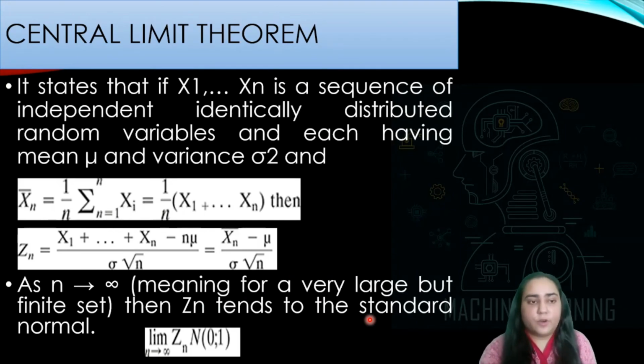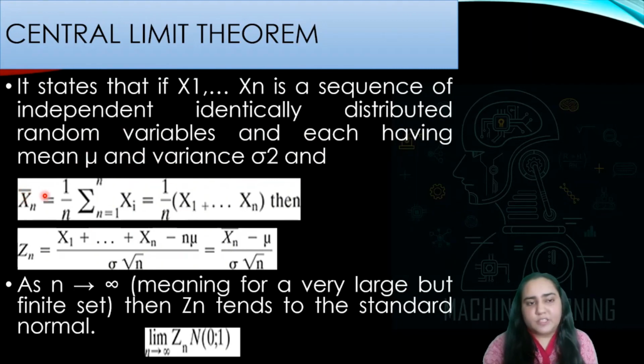Let's take a look at some formulas associated with the central limit theorem. The central limit theorem states that if you have a sequence of variables x1 up to xn which are independent, identically distributed random variables, also known as IIDs, they are all independent, but identically distributed, which means the probability distributions of all these x variables are going to be the same. It can be anything, but it is going to be the same. And each of them has some value of mean and variance.